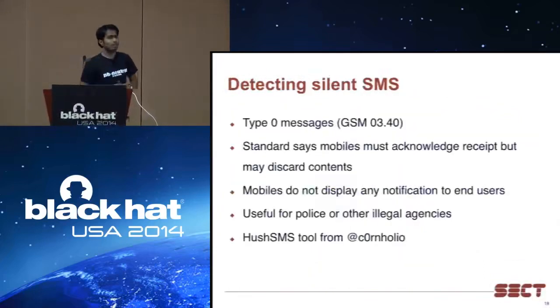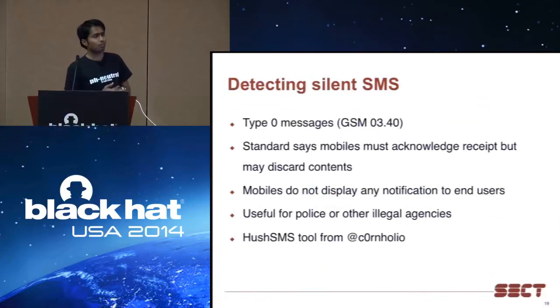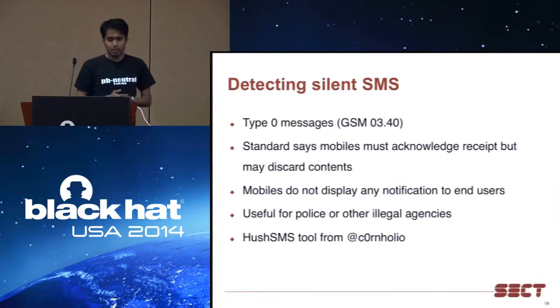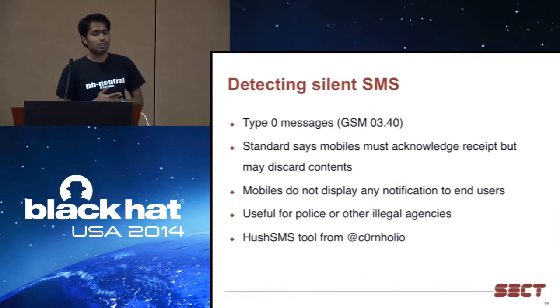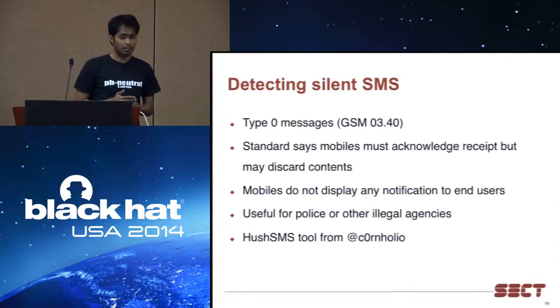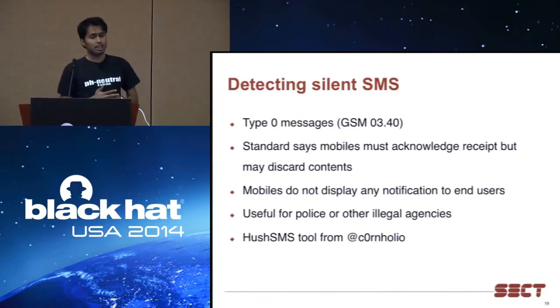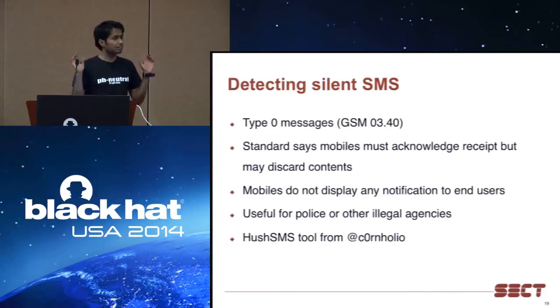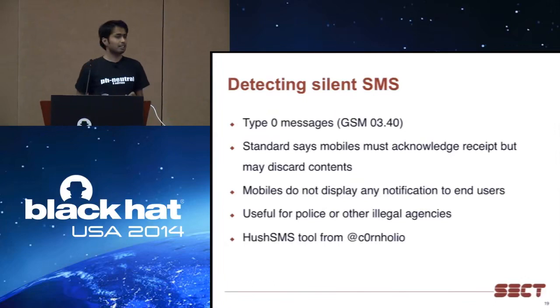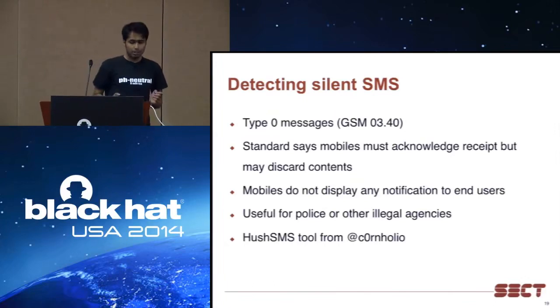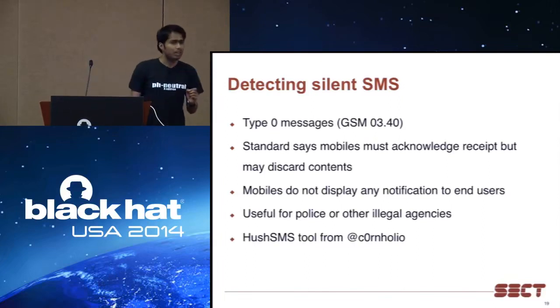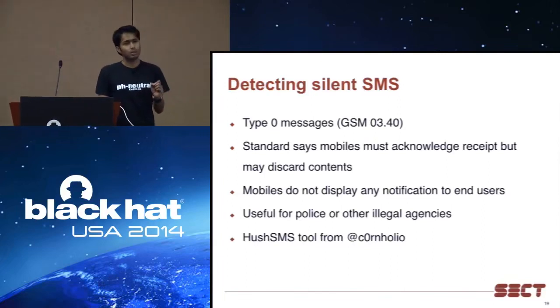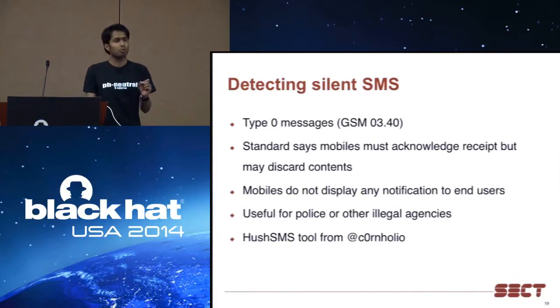So the next point is detecting silent SMS. This was essential, one of the key features while I was doing some research. These are the type 0 messages, which are defined by the GSM 03.40 standard. The standard says mobiles must acknowledge receipt of these silent SMS, but may discard the contents. So what does it really mean? If you receive a silent SMS, it will be processed by your handset, but never notified to the user. You never get anything in your inbox saying that you received an SMS. But after receiving the SMS, the handset informs the operator, hey, I'm here, I'm at this location, and it does a location update.